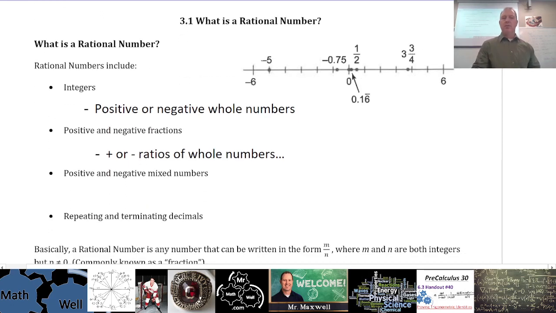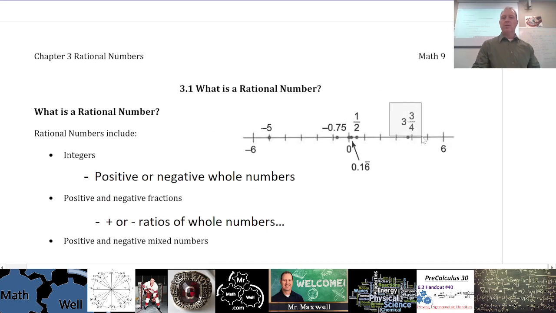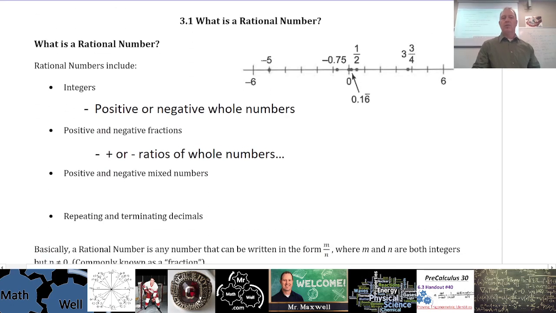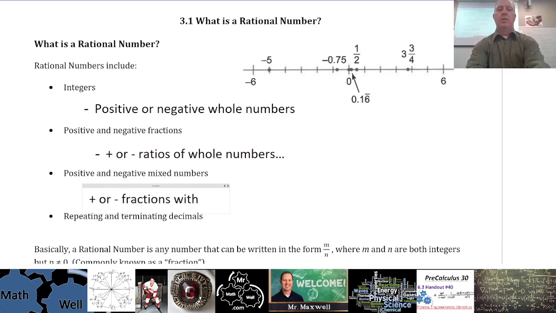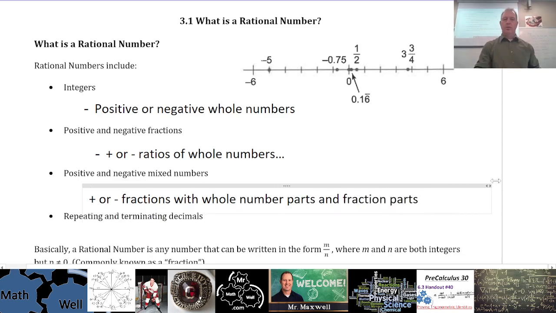Positive and negative mixed numbers. Okay, so this 3 3/4 is a mixed number, right? And so if you have positive or negative mixed numbers, that's just a special type of fraction. Okay, and again, I could say here plus or a minus or a negative, fractions with whole number parts and fraction parts, I guess, if you want to call it that way. Okay, so if you're writing that down, that's what you might want to write for some definitions there.